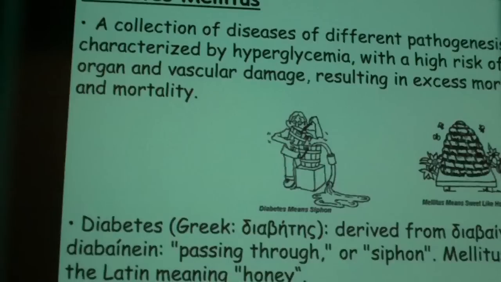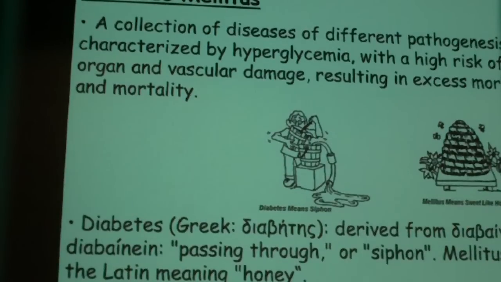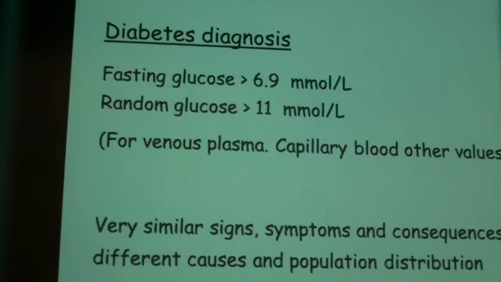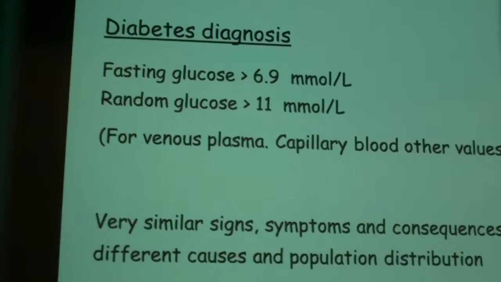So diabetes means passing through, so that's because of the excess of fluid intake and going out as urine. And mellitus is from honey, because it's sweet. It's sweet urine. Very formerly, the first test for diabetes was sweet urine by lack of other tests. So what is a diagnosis? I think you know all this. Glucose above 6.9, some say 7.1, random glucose above 11 millimole per liter.